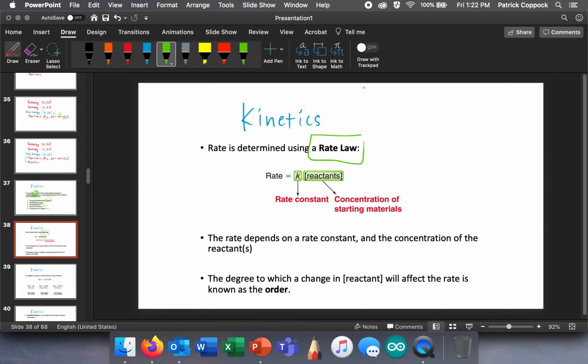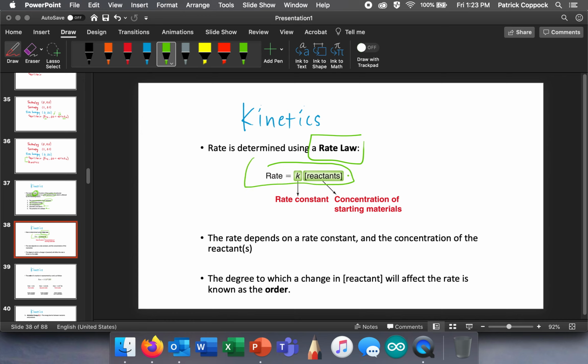I remember as an 18 or 19-year-old student seeing rate law, and thinking it would be some long sentence. But the rate law in chemistry is always going to be given like this.